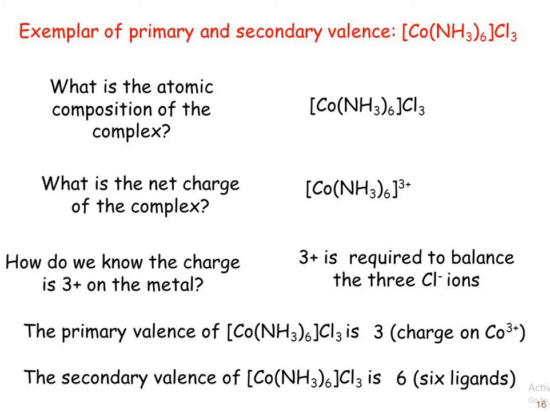Cobalt is bonded to 6 ligands of ammonia in a square bracket and 3 chloride ions are counter ions present outside the square bracket. What is the net charge of the complex? If we remove 3 chloride ions with 1 minus charge each, a 3 plus charge would appear on the complex. How do we know the charge is 3 plus on the metal? Because 3 plus is required to balance the 3 chloride negative ions. Hence, the primary valence of this compound is 3, the charge on cobalt, and the secondary valence of this compound is 6, the 6 ligands.